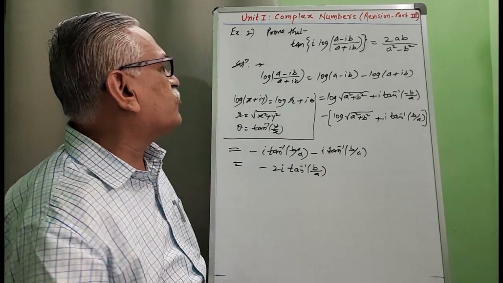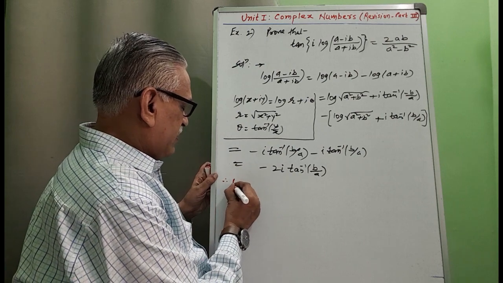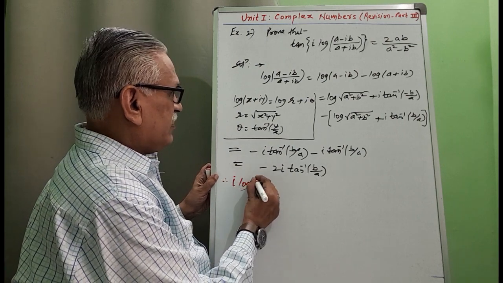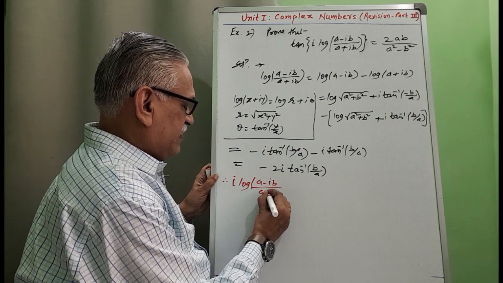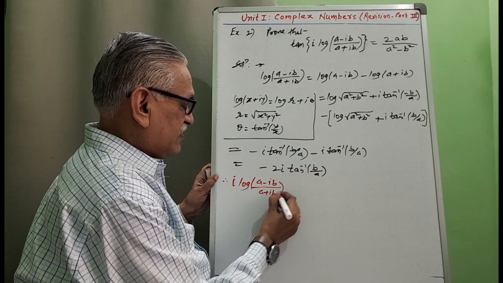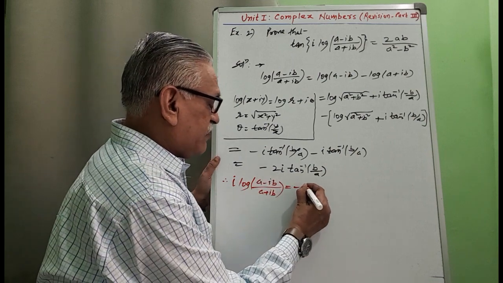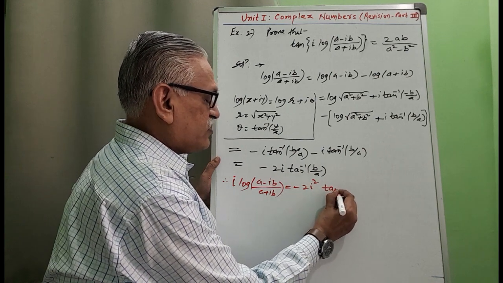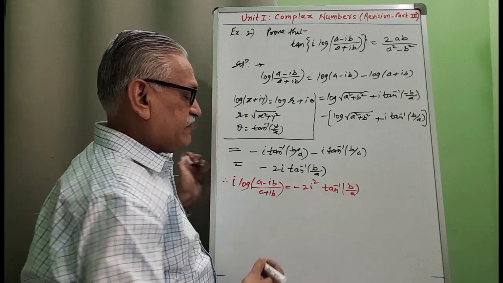Then multiplying both sides by i, therefore we get i into log of a minus ib whole divided by a plus ib, and that is equal to i into i, it becomes i square, therefore minus 2i square tan inverse of b by a.